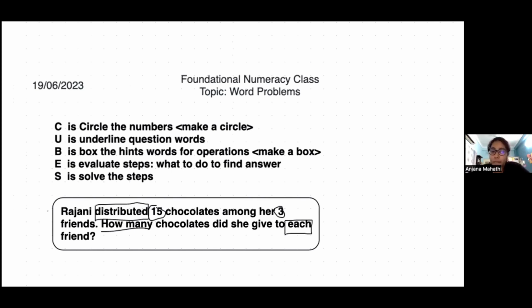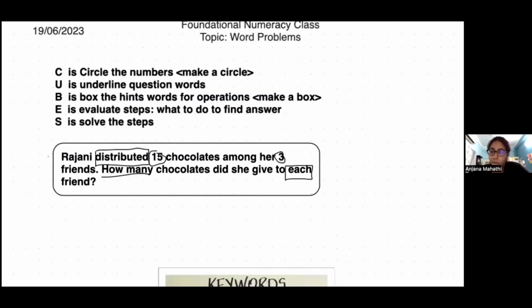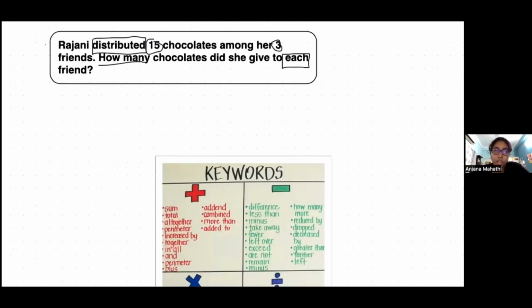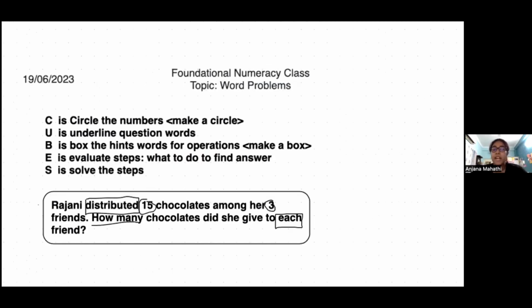Now for the fourth step, E, to evaluate, I have to go back to my keywords chart and try to understand where my 2 boxed words are coming in, in which operation. So my boxed words, distribute and each, are coming in. I can see that they're in the division operation. So that is telling me that I have to divide some numbers to find the answer. So I will write divide over here.